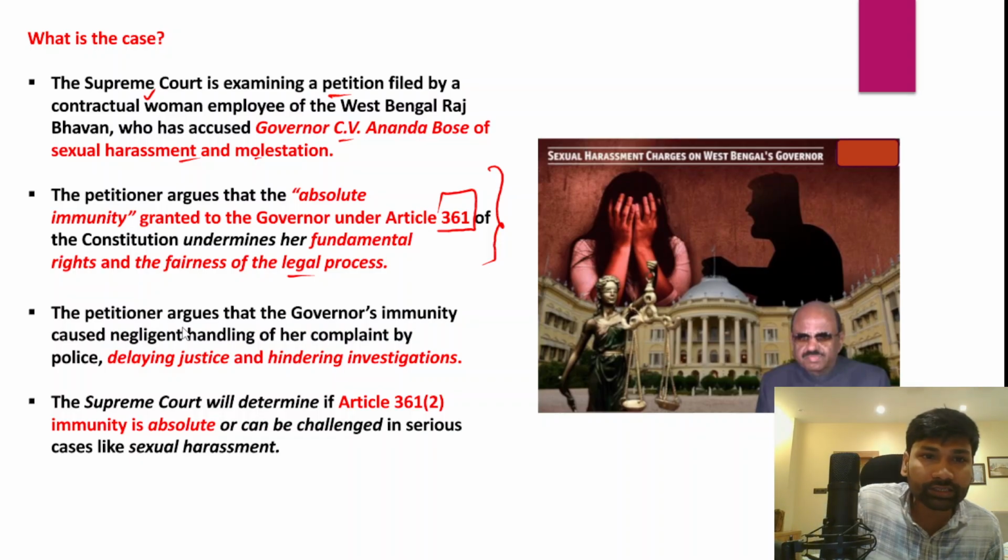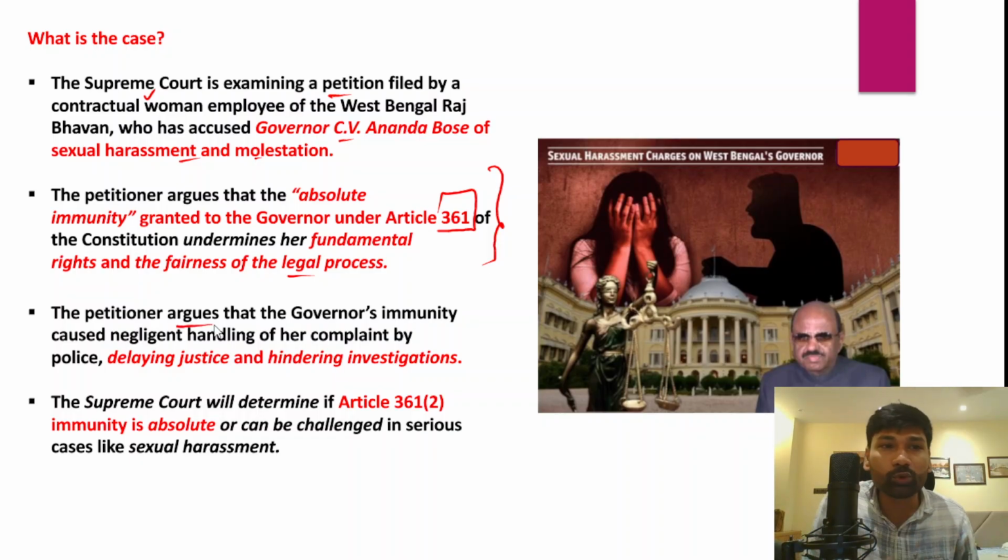In fact, the petitioner also argues that the governor's immunity caused negligent handling. Since the governor had immunity, even if she went to a police station to file a complaint, the police were not ready to file a complaint against the governor because of Article 361 and the immunity provided to the governor. Therefore she contended that it delays justice and even hinders the investigation process, thereby denying her rights, a violation of her fundamental rights.